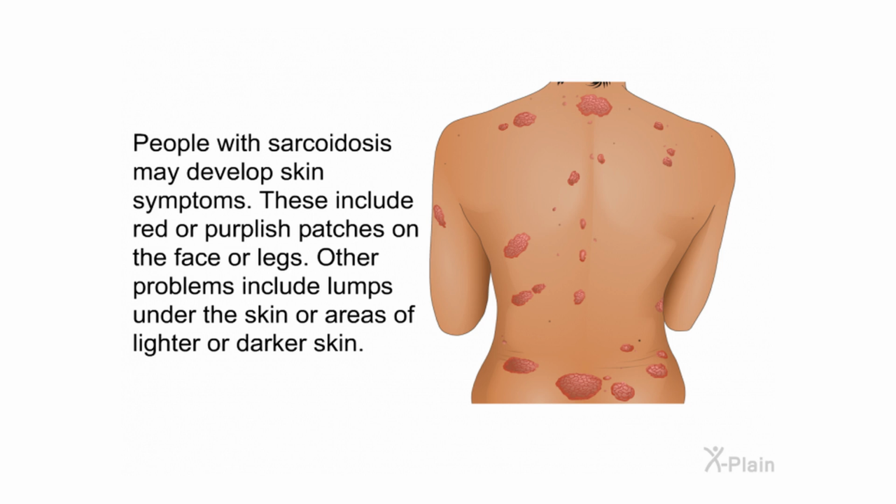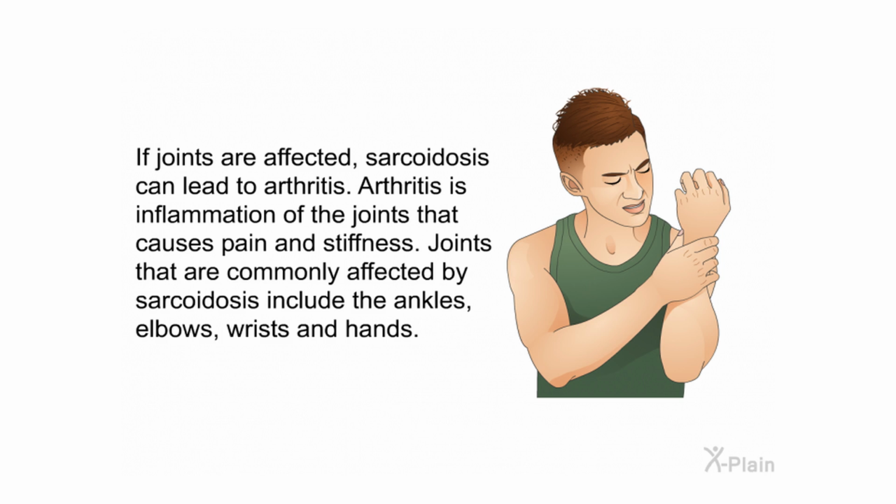People with sarcoidosis may develop skin symptoms. These include red or purplish patches on the face or legs. Other problems include lumps under the skin or areas of lighter or darker skin. If joints are affected, sarcoidosis can lead to arthritis. Arthritis is inflammation of the joints that causes pain and stiffness. Joints that are commonly affected by sarcoidosis include the ankles, elbows, wrists, and hands.